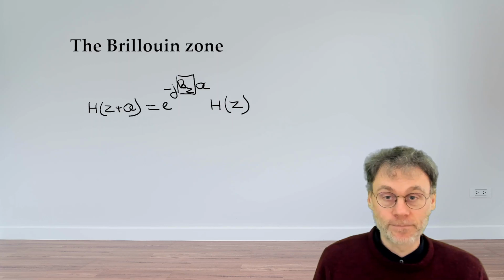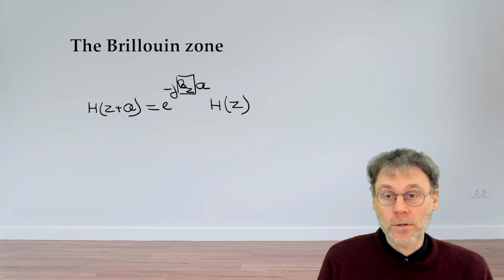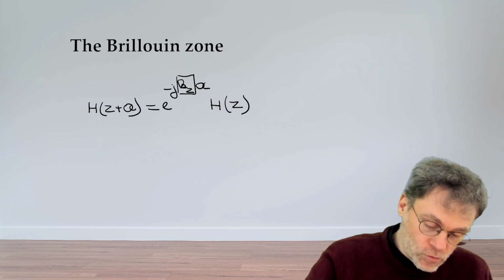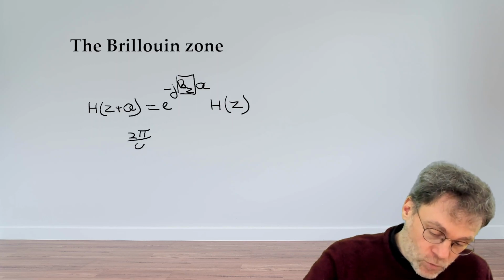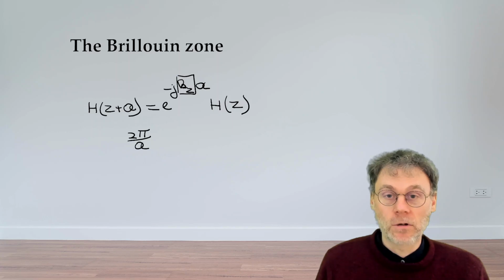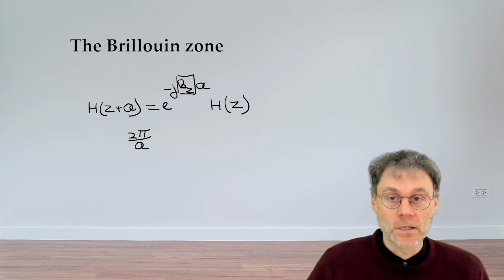as a label. Now, if you think about this for a while, you can convince yourself of the fact that this kz value is really only defined up to integer multiples of 2 pi over a. So pause the video and really try to convince yourself of this fact.